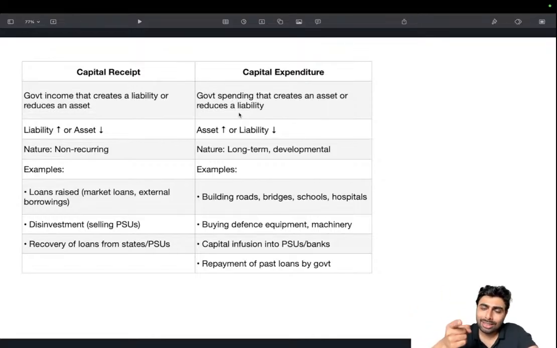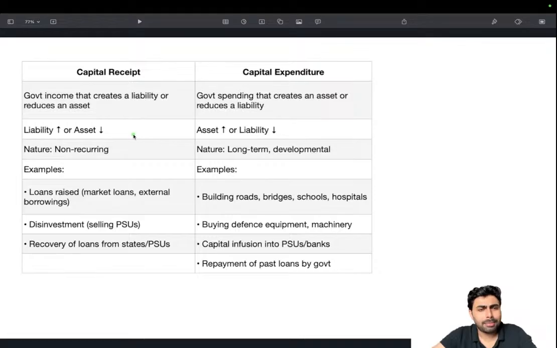So spending on technology, building roads, bridges, and paying back loans, the entire amount or the principal, that's actually capital expenditure. Remember, paying back the interest is not capital expenditure. It's in the revenue expenditure department. So that's an entirely different thing.